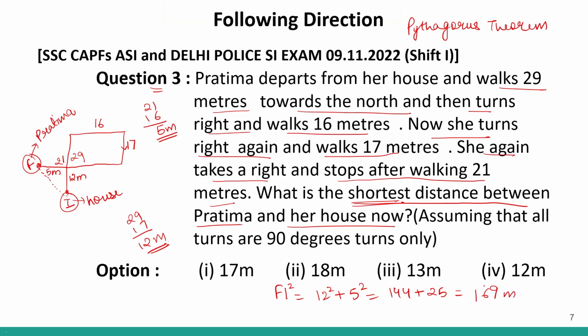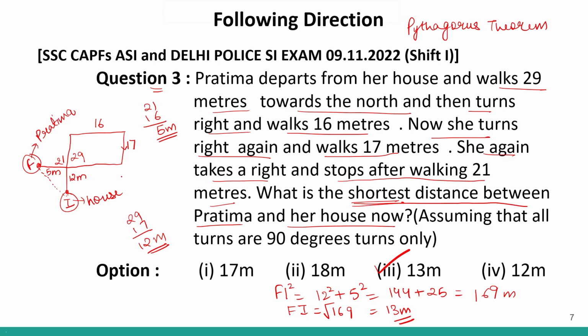169 meters, under root of 169 meters. Sorry. Fi square will be equal to 169 meters. So Fi will be equal to under root of 169 meters, and under root of 169 is how much? 13 meter. So our answer will be option number 3, 13 meter.